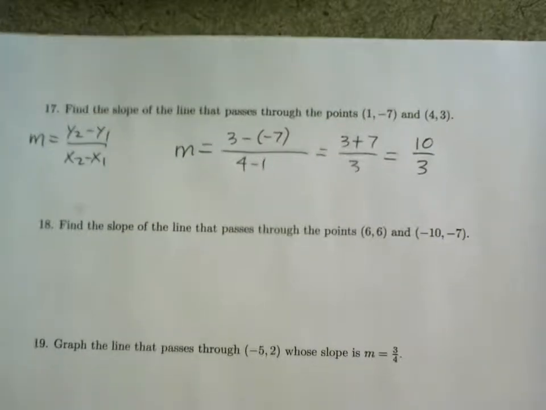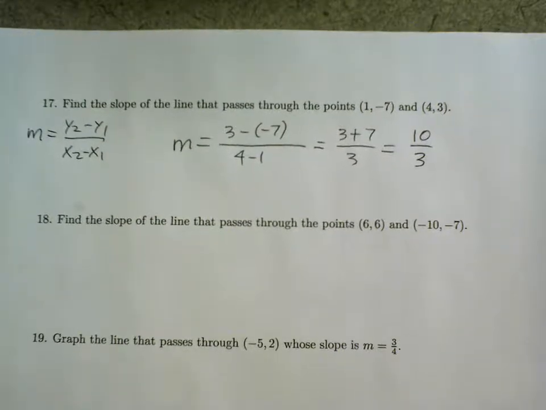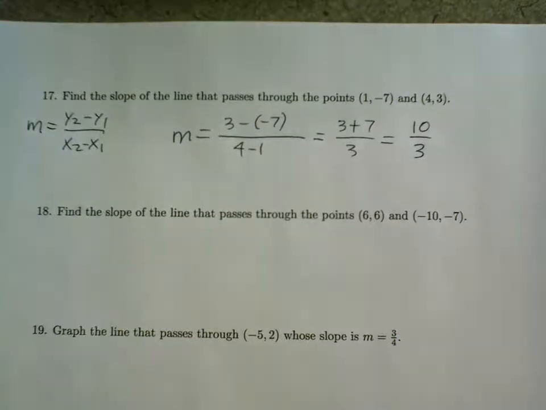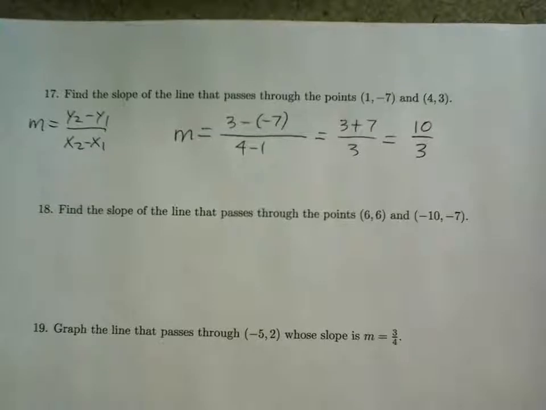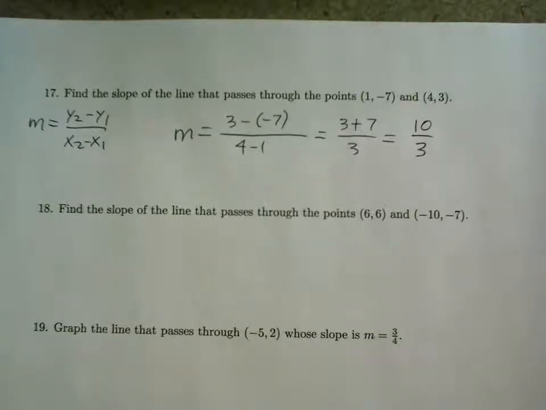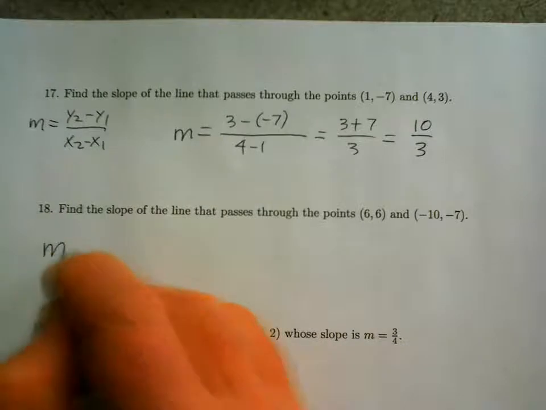Hey, the next problem is the same kind as number 17. Find the slope of the line that passes through the points 6, 6, and negative 10, negative 7. Okay, take a few seconds and find the slope of the line that passes through those 2 points. Shouldn't take too long.